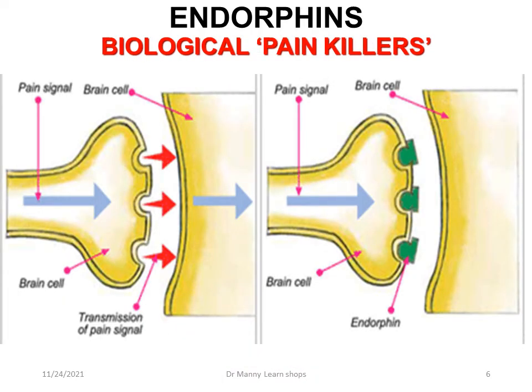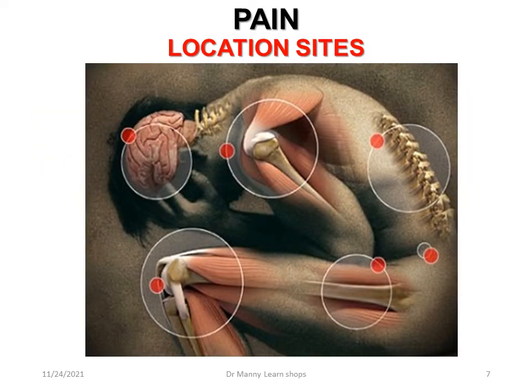Now, our natural painkillers are endorphins. And our natural or biological painkillers are released when the brain anticipates or receives or becomes aware that there's pain. Once the signal is transmitted and it's received, endorphins are released. And as a consequence of that, pain isn't quite as severe as it would be without the endorphins. Pain can be in any area in the body.